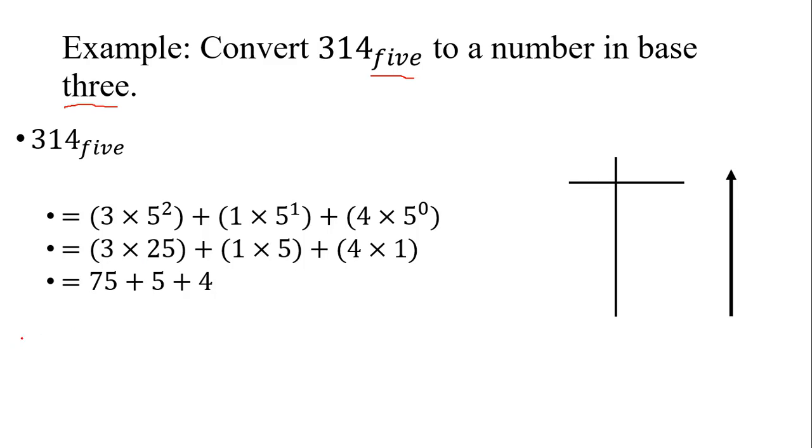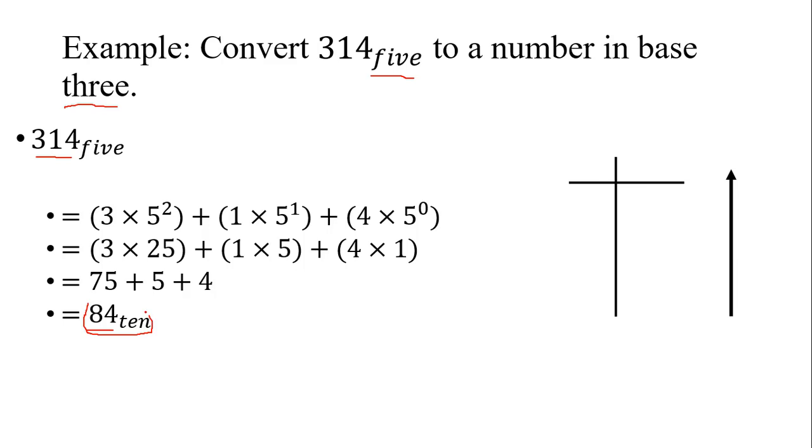If I add 75 plus 5, I'm going to have 80, and 80 plus 4 will give me 84 base 10. So we've converted to base 10. So 314 base 5 is 84 base 10. Now I need to convert 84 base 10 to a number in base 3.